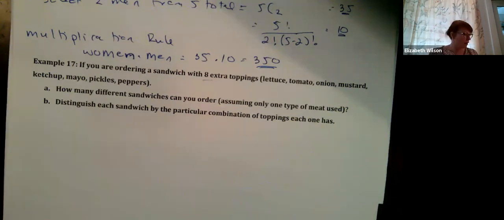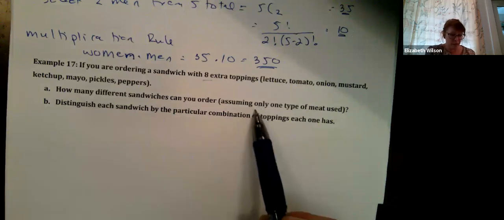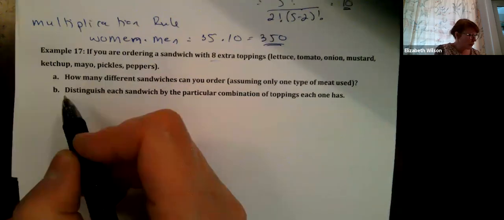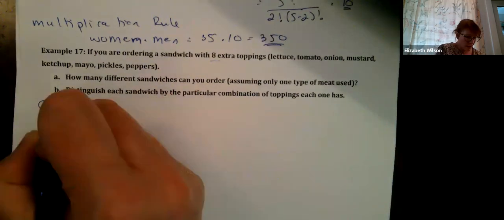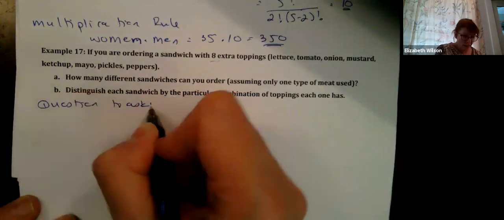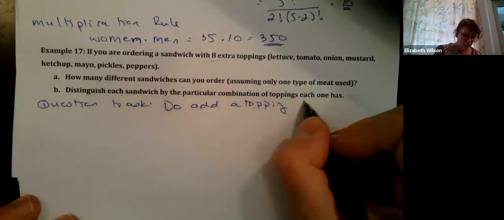Okay. So let's think about this. Part A says, how many different sandwiches can we order, assuming only one type of meat? And let's say we distinguish each sandwich by the different combinations that we can choose for each topping. So the question I want to ask is, do you add a topping? I can do yes or no.